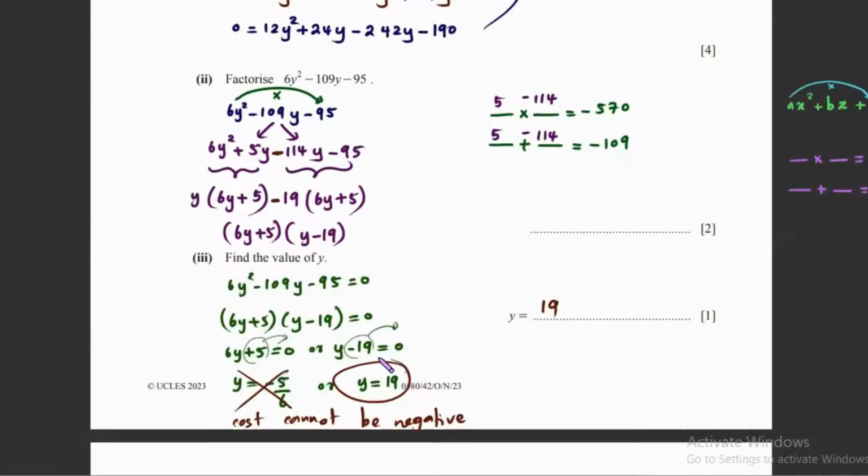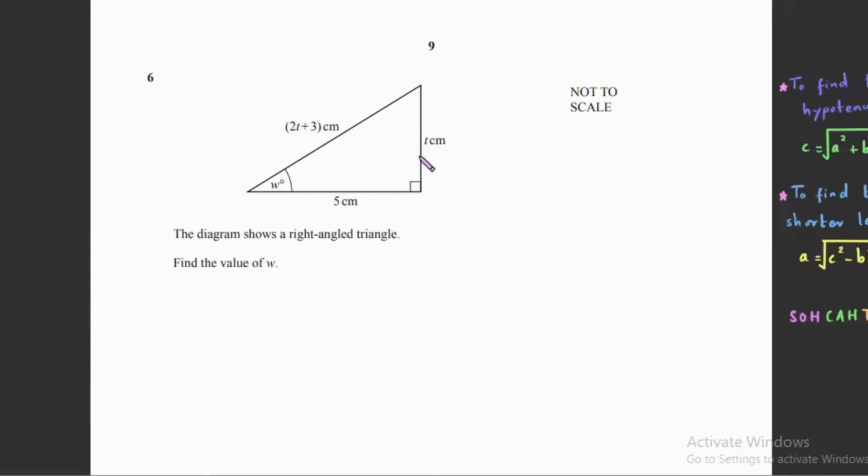Let's now move on to question 6. In this right angle triangle that is given, one side is given to us as 5. This shorter leg is given to us as t, and the hypotenuse is given to us as 2t plus 3. We need to calculate what w is. As this is a right angle triangle, we can apply the Pythagorean theorem, and at the same time trigonometry, which is SOHCAHTOA. In this case, we're going to first find what t is.